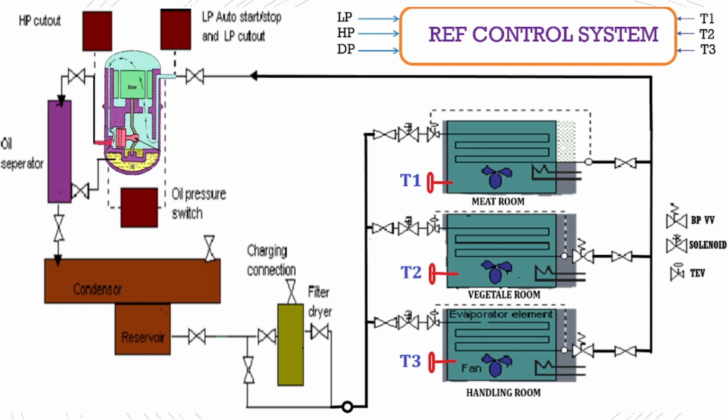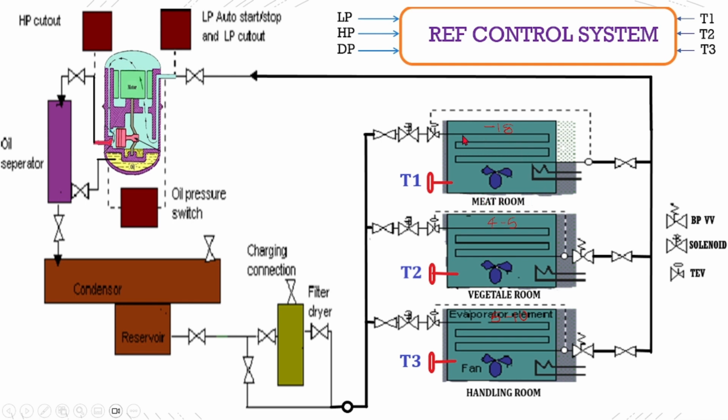This figure illustrates the layout of a common refrigeration system, which maintains 3 different rooms at 3 different temperatures. It consists of 3 rooms. Let's say a meat room where you have to maintain a temperature of -18, a vegetable room where you have to maintain, let's say, 4 to 5 degrees, and finally a handling room where you have to maintain 5 to 10 degrees. So these are the temperatures that you have to maintain.